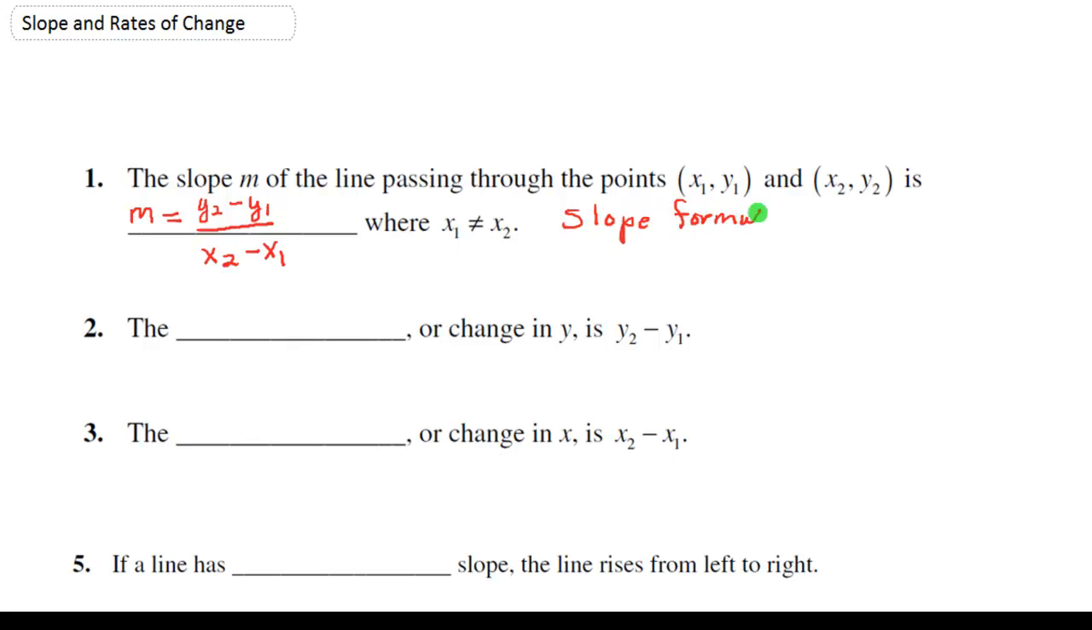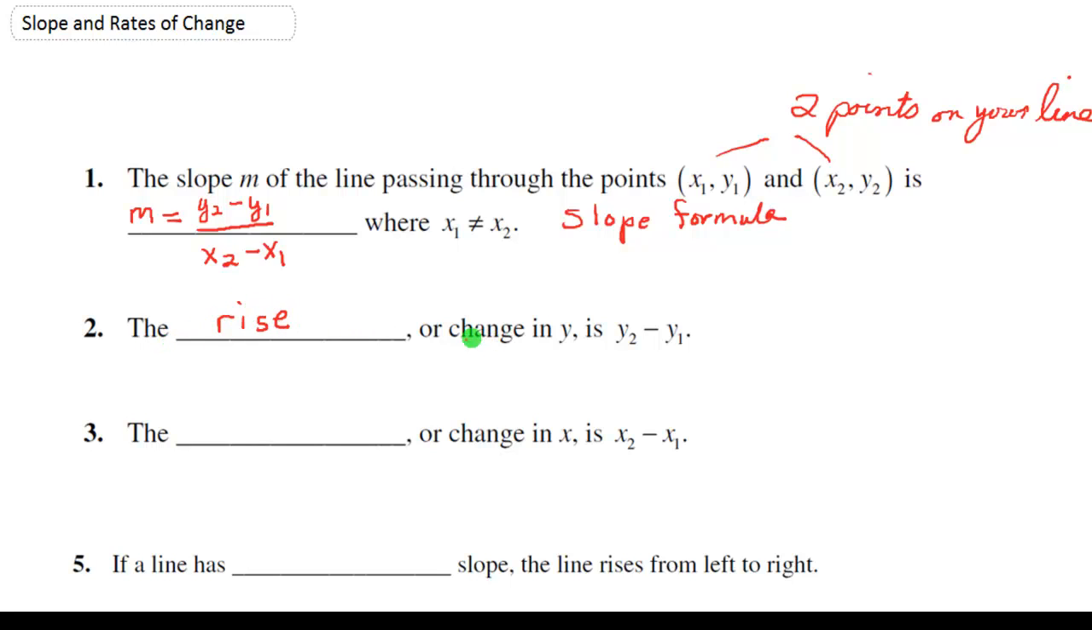(x1, y1) are the coordinates of one point on your line, and (x2, y2) are the coordinates of a second point. So these are 2 points that are on your line, and you can use any 2 points on your line in the slope formula to find the slope of your line. So we'll have some examples below.